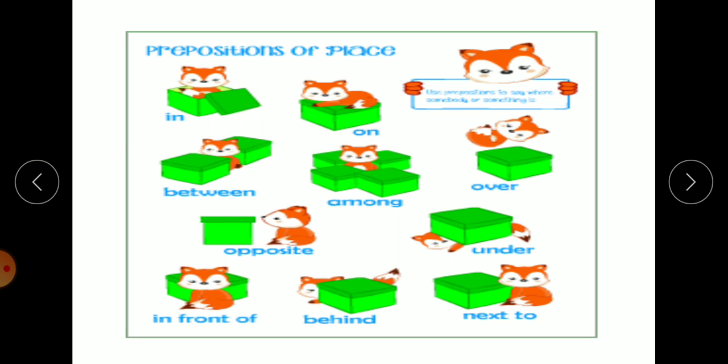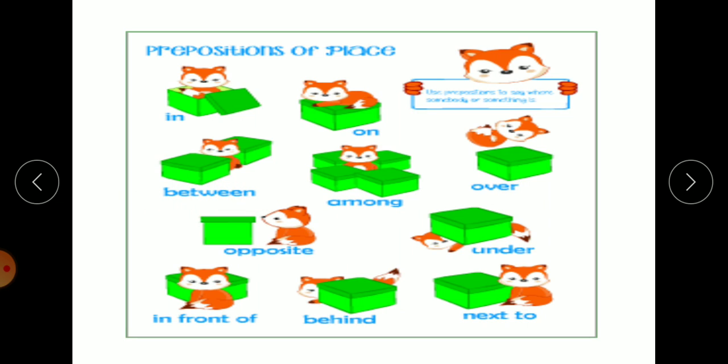On. The word on is used when something is placed over something. That means when two objects are in touch with each other. आप देख रहे हैं cat और box के बीच में दोनों का जो surface है that is in touch, right? cat box के ऊपर बैठी है. So कोई चीज़ अगर किसी चीज़ के ऊपर रखी है then we are going to use the preposition on, right?